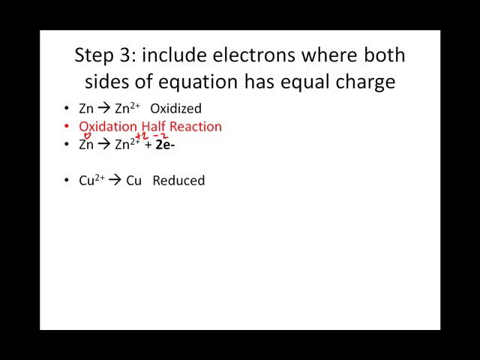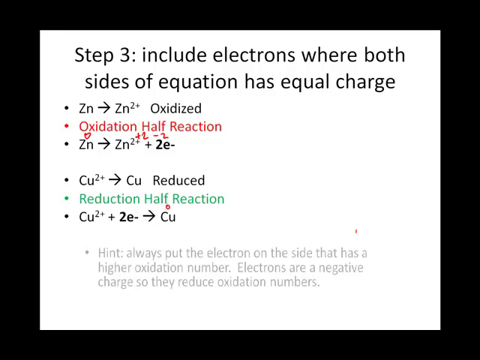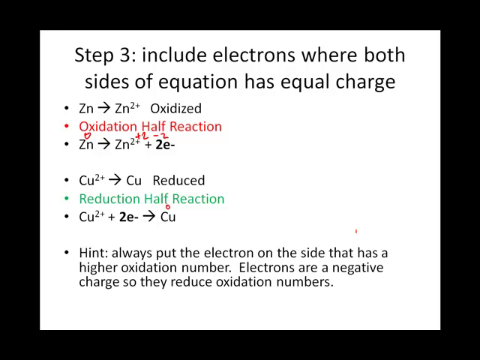The reduction half reaction, again, is going to include electrons. So therefore, we put the electrons on the reactant side, because this is +2, -2, and this equals 0. Hint, you always put the electrons on the side that has the higher oxidation number. Electrons are a negative charge, so they will reduce the oxidation numbers.